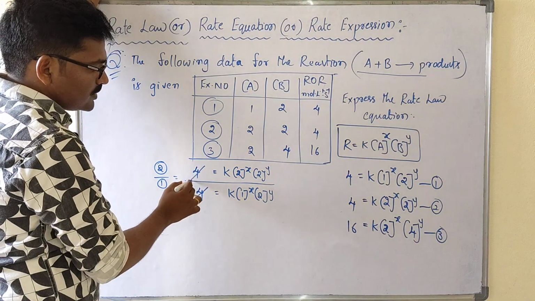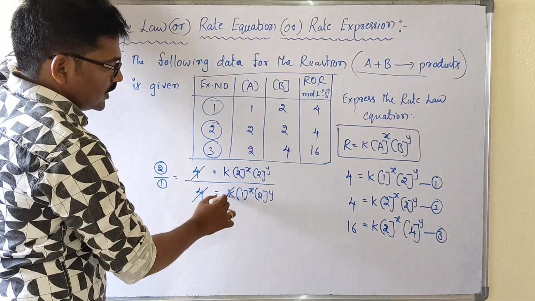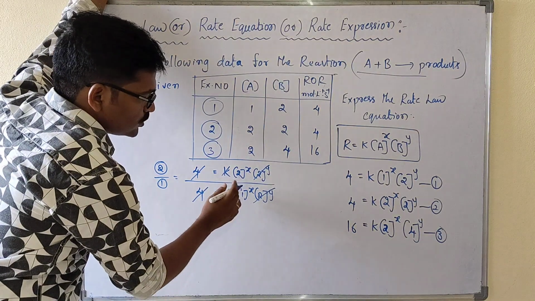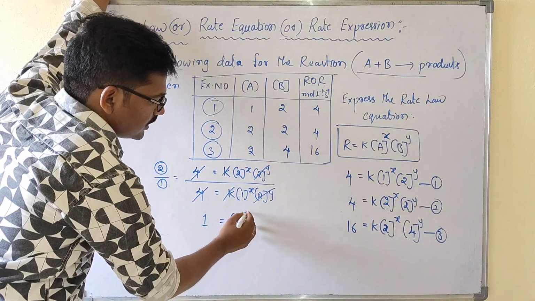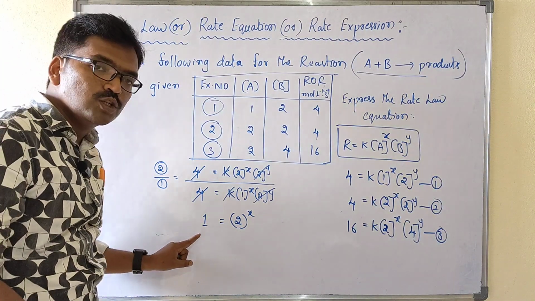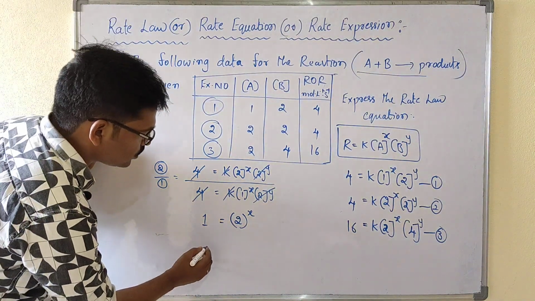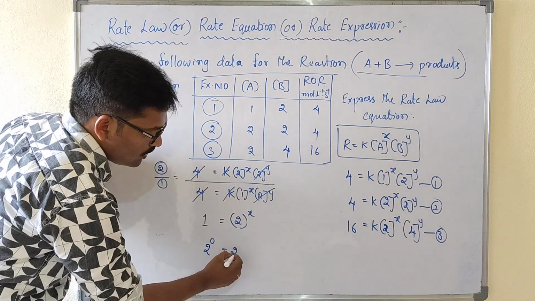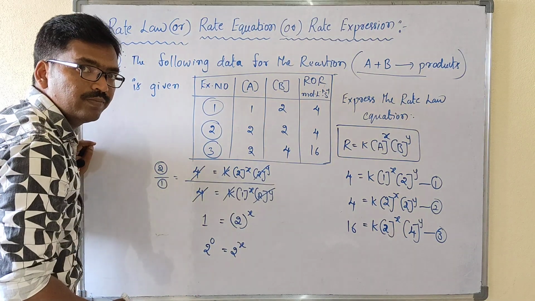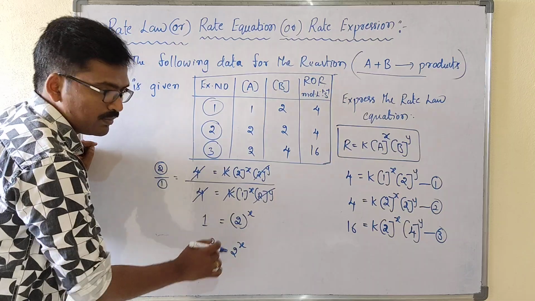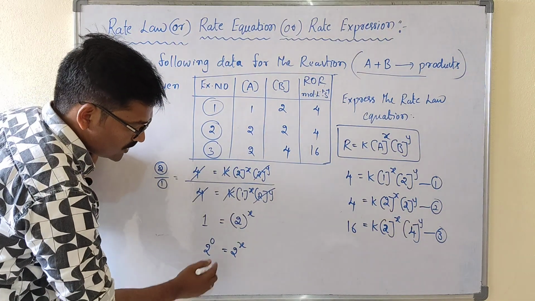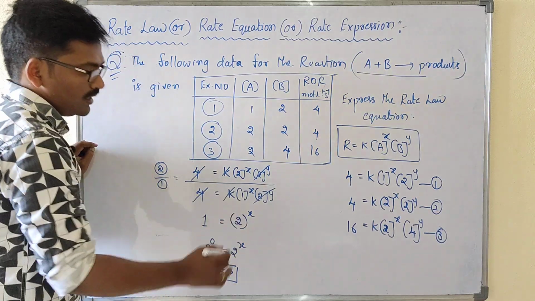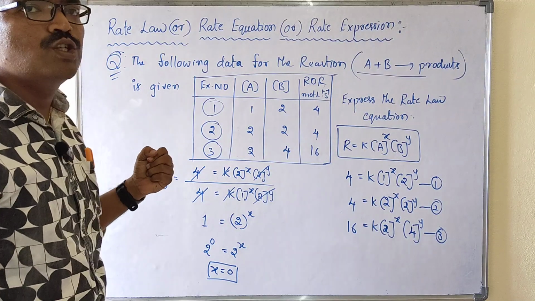Then we know that 4 cancels, so you get 1 here. It equals k cancels, 2 power y cancels, then what will be there here? 2 power x you can take, right? So 2 power x equals 1, and we can also write 1 as 2 power 0. Anything power 0 equals 1, right? So 2 power 0 equals 2 power x, then what is the value of x? When the bases are equal, the powers are equal, right? So look at my dear students, here x equals 0. So with respect to a, it is a zero order reaction.